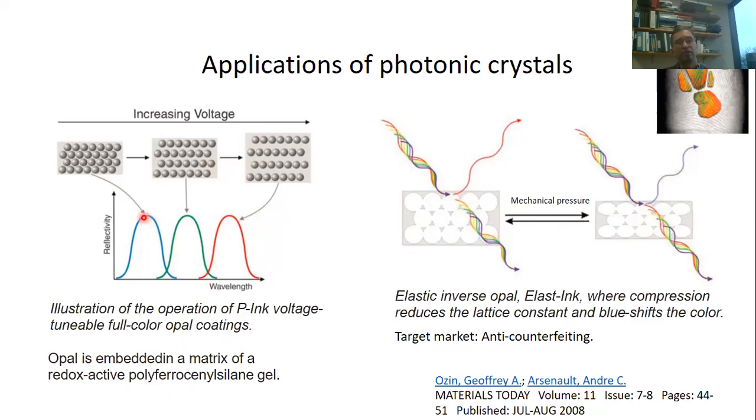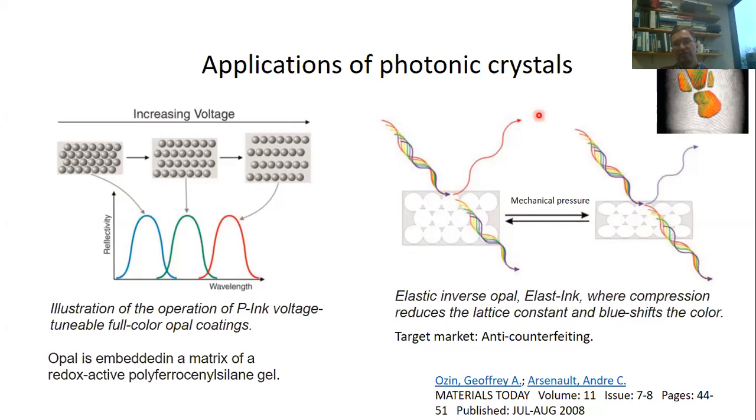Okay, so you only need one material, but then just by adjusting the voltage to it, you can tune the color from blue to green to red. Okay, so this is something which is not possible with any other optical material. We cannot tune its color over the entire visible spectrum.